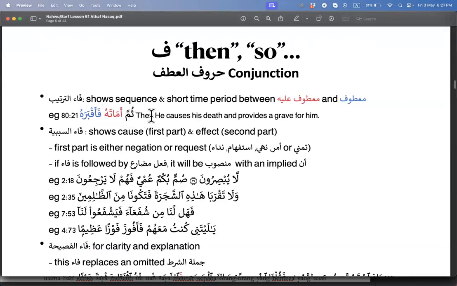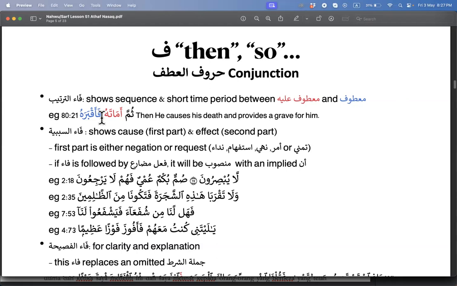Before this, what did Allah say? Something about giving birth. So between giving birth and dying, summa is used for a longer period. But once you die, you get a grave very fast, right? The faster the better. So fa is used for that.